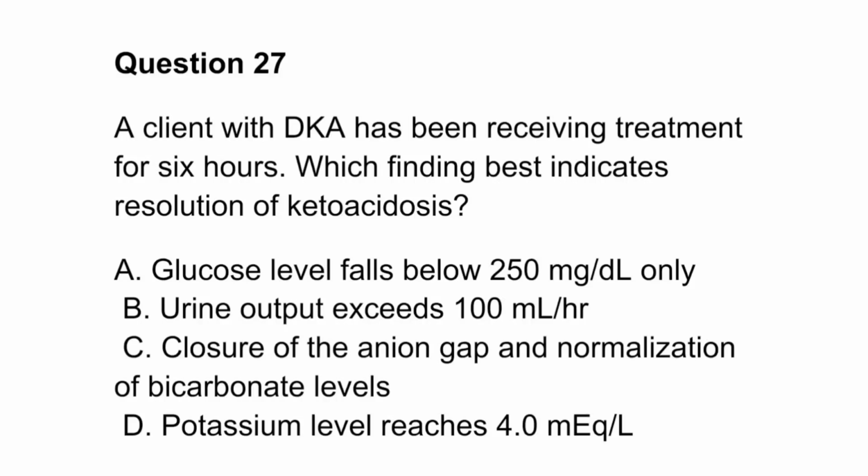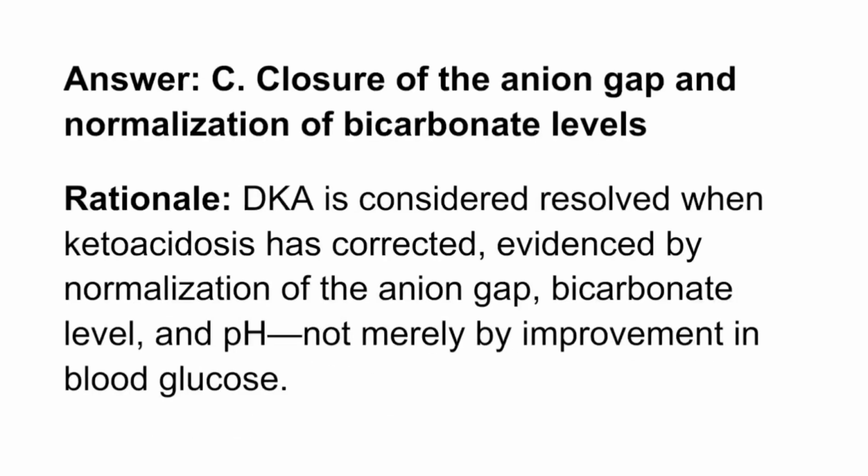A. Glucose level falls below 250 mg per deciliter only. B. Urine output exceeds 100 milliliters per hour. C. Closure of the anion gap and normalization of bicarbonate levels. D. Potassium level reaches 4.0 milliequivalent/L. Answer. C. Closure of the anion gap and normalization of bicarbonate levels.